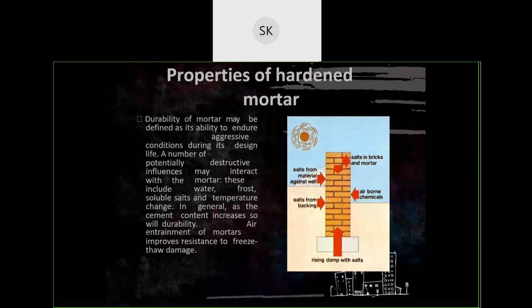Now here it shows the properties of hardened mortar: durability, it should be durable. Salt from material against wall, salt in bricks and mortar, airborne chemicals, salt from backing. Suppose you have constructed a wall, you have plastered it and you have provided some soil, so it may give pressure, or there may be some chemical reaction. So you have to take care of that.